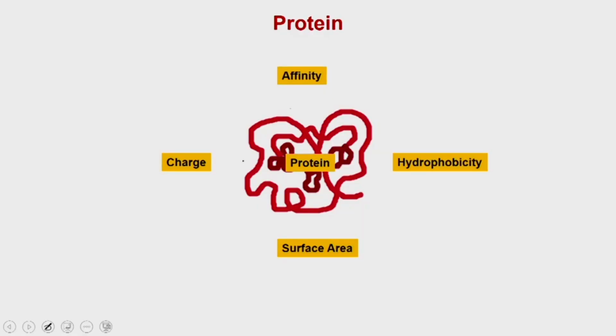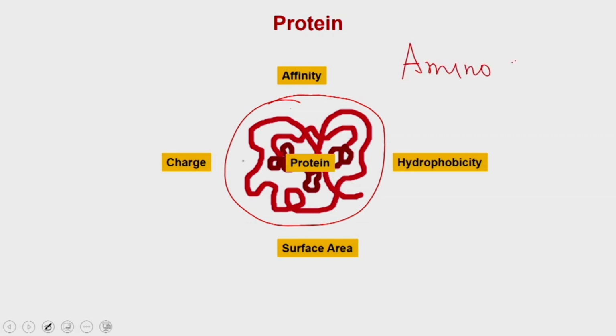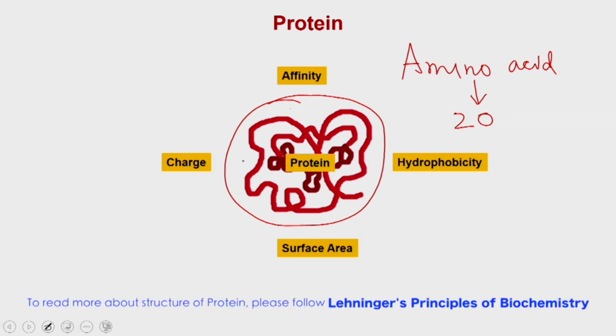So, you can imagine that this is a 3-dimensional protein. Protein is made up of amino acids, and there are 20 different types of amino acids present in the protein, and these 20 different types of amino acids are diversified in nature. Some are polar amino acids, some are non-polar amino acids, some are hydrophobic amino acids, some are basic amino acids, and some are acidic amino acids.